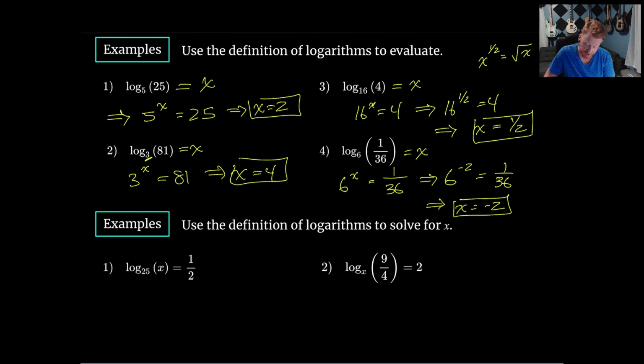Here we will use the definition to solve for specific cases of x, being in some different places. Before we were setting these equal to x and solving. Now x is embedded in the problem. So we're trying to solve for the argument of the function in this first one. So we're just going to put it in the other form. What this is saying is I need to put 1/2 as a power on 25 to figure out what x is. So this is putting it in the other form.